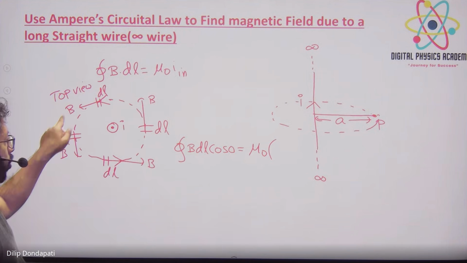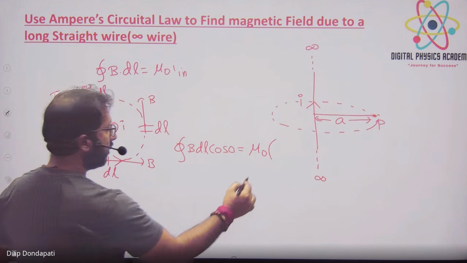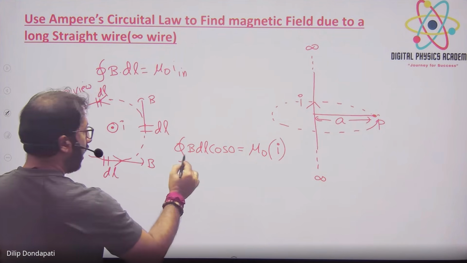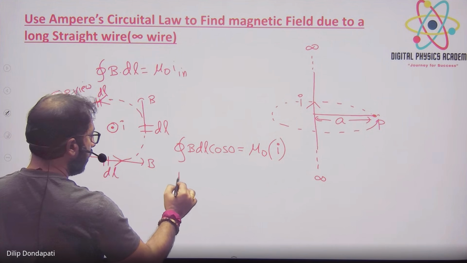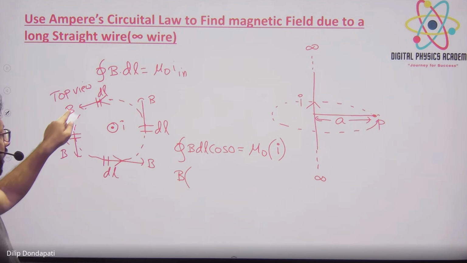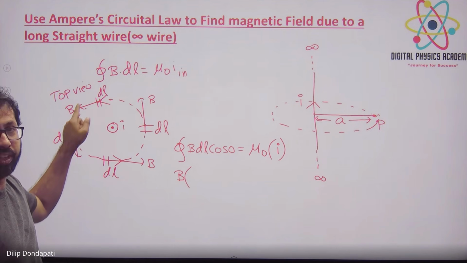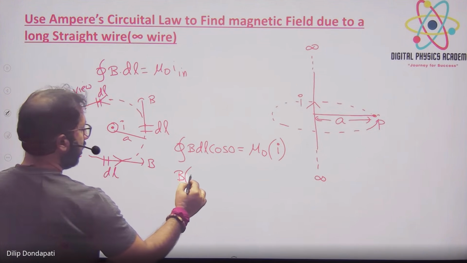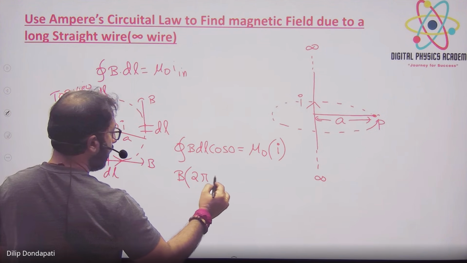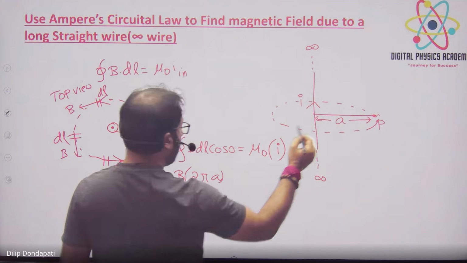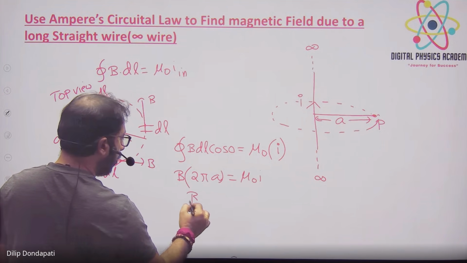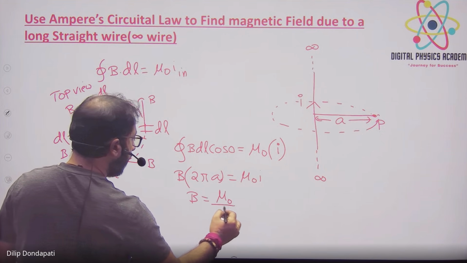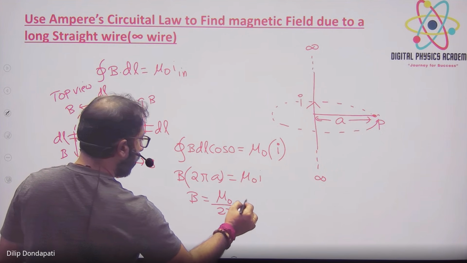Inside the loop there is only one current, I. Okay. And cos 0 is 1. Magnetic field is constant everywhere on the loop. And what is the closed integral of dl? It is the circumference of the circle, that is 2 pi a. Take the distance as A, this is the A of the loop. So it is mu naught times I. So B is equal to mu naught by 2 pi into I by A.